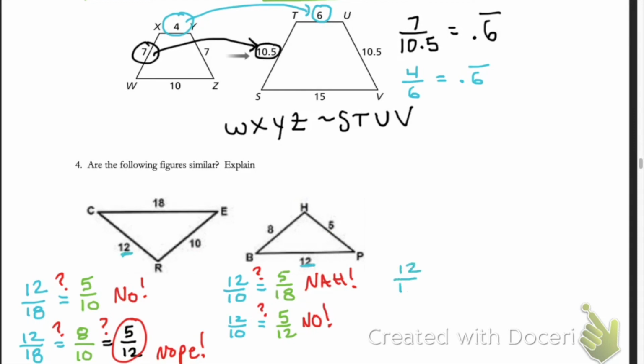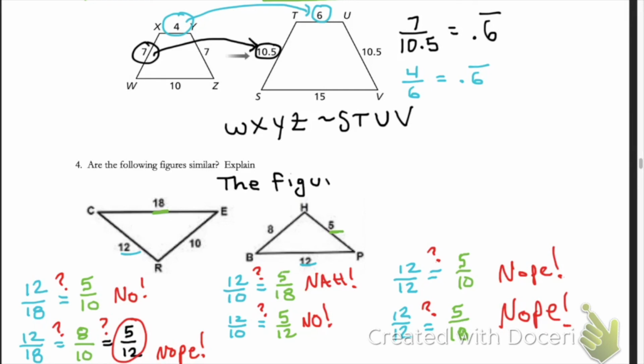And the last possible triangles we have, let's check 12 over 12. Is that equal to 5 over 10? 1 is not equal to 1/2. Nope. And erase. The last one we've got is 12 over 12 equal to 5 over 18. And again, no.